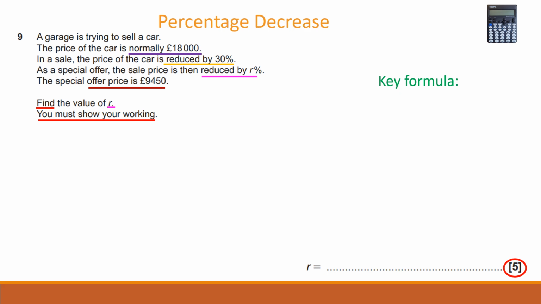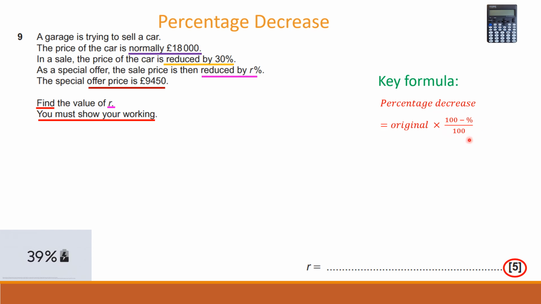The key formula you're going to need to answer this question is the formula for the percentage decrease. To find our percentage decrease, we need the original amount times your multiplier. Your multiplier is calculated by doing 100, which is your percentage, take away the percentage that is given. The reason it's take away is because it is a reduction. If it was an increase, you would add it, but because it is a decrease, you are subtracting. And then you divide it by 100 to make it a decimal.